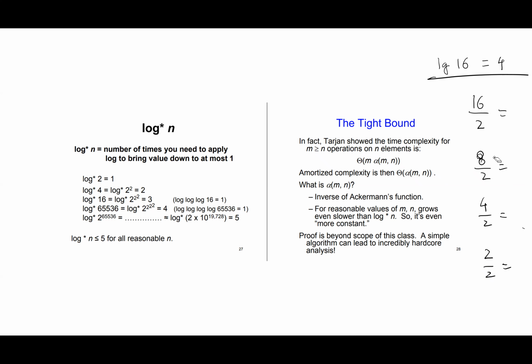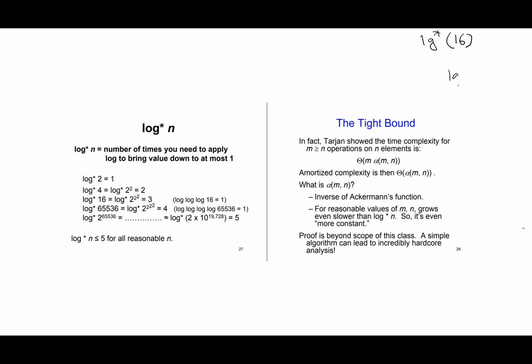So log says how many times you have to divide by 2, whereas log star says how many times you can apply log on something so that it becomes 1. So if someone asks you, say, what is log star of 16?